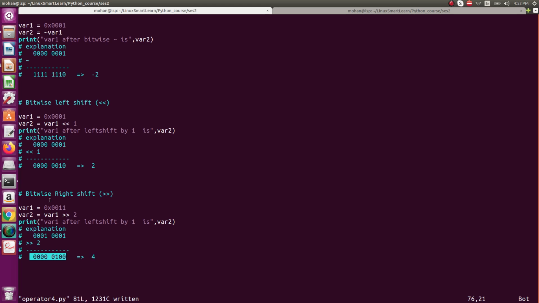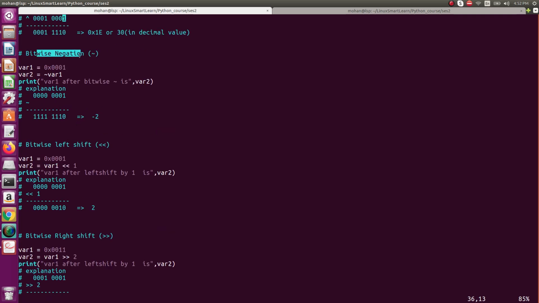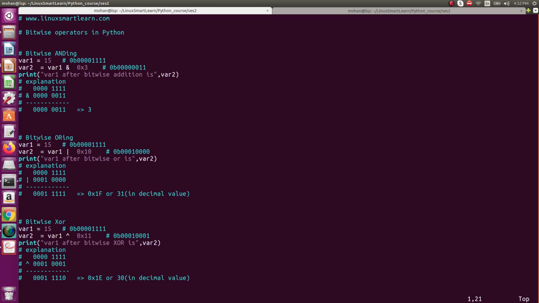So the right shift shifts the value by the given number of positions to the right side, and the left shift shifts the given value to the left by the given number of times. And we have bitwise negation, and we have bitwise ORing, and we have bitwise ANDing.